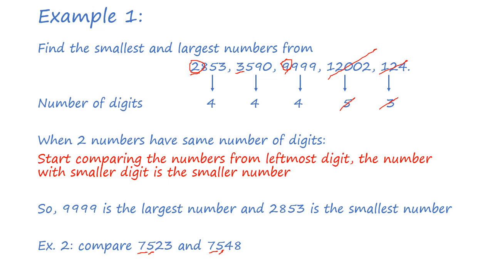So let's move to the 10th place, and this time this number has 2 as the digit in the 10th place, and the second number has 4 in the 10th place. So 2 is smaller than 4 and hence 7523 is a smaller number and 7548 is a larger number.